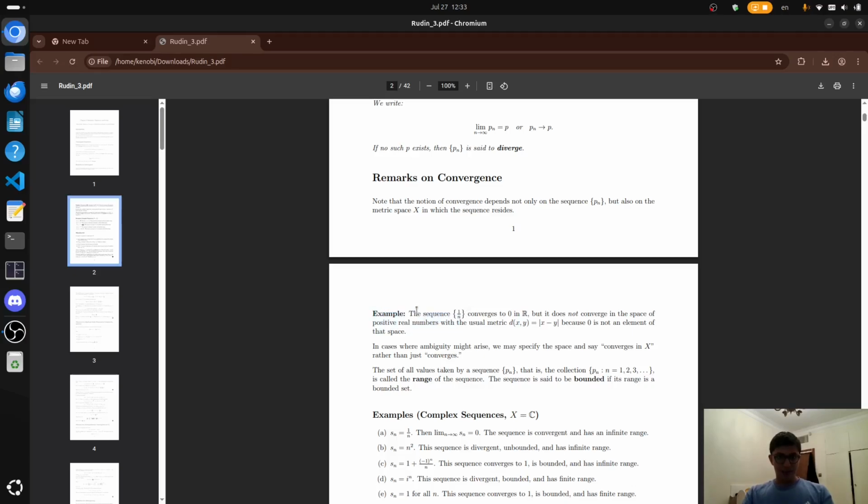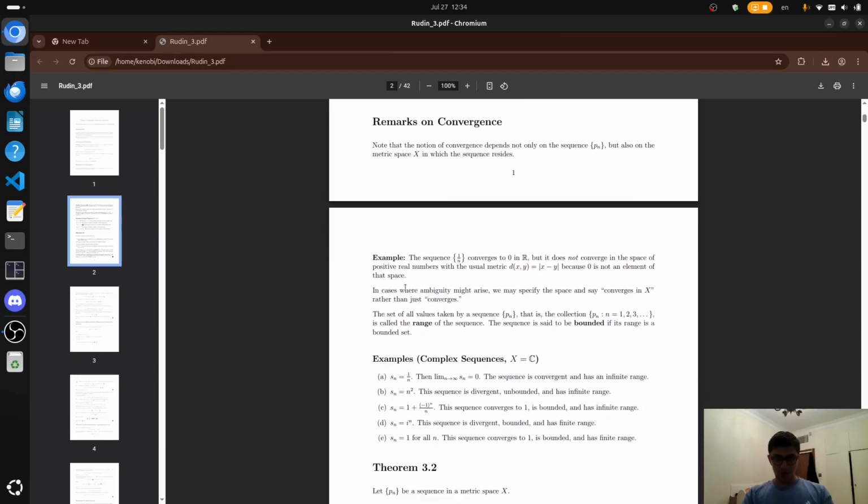And notice, some sequences may converge in one metric space, but not in another. So, for example, the sequence 1 over n converges to 0 in R, but doesn't converge in the space of positive real numbers, because 0 is in R, but it's not in R positive, because 0 is not a positive number. Sometimes to get rid of this ambiguity, we say it converges in X.